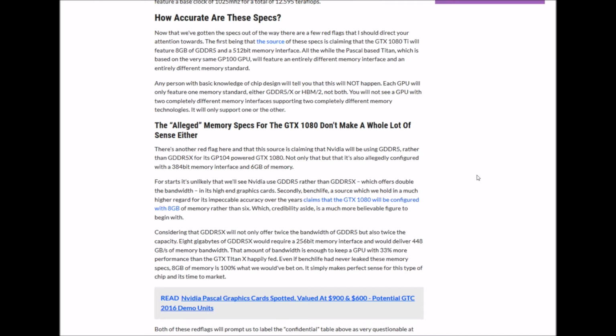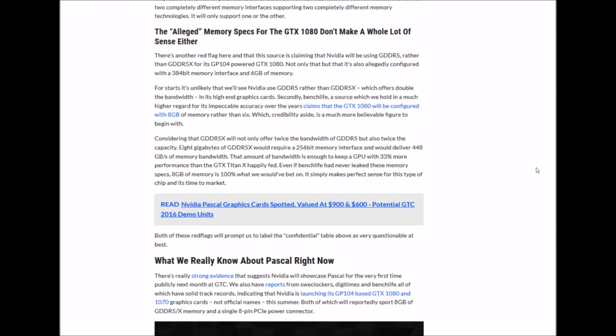Secondly, Benchlife, a source we hold in much higher regard for its impeccable accuracy over the years, claims that the Nvidia 1080 will be configured with 8GB of memory rather than 6, which credibility aside is a much more believable figure to begin with, considering GDDR5X offers twice the bandwidth of GDDR5 and twice the capacity. 8GB of GDDR5X would require a 256-bit memory interface and would deliver 448GB/s of memory bandwidth. That amount of bandwidth is enough to keep a GPU with 33% more performance than Titan X happily fed. Even in Benchlife, we had leaked this memory spec. 8GB of memory is 100% what we will bet on. It simply makes perfect sense for this type of chip and its time to market.